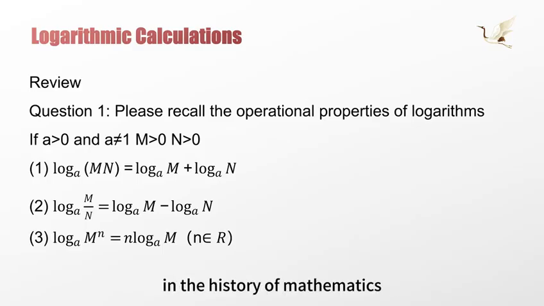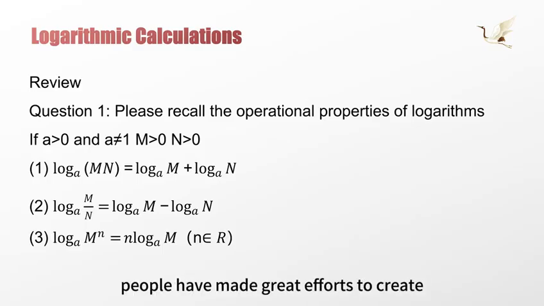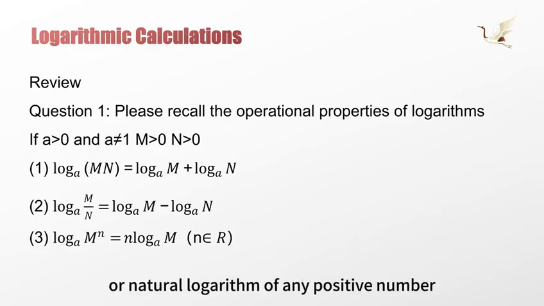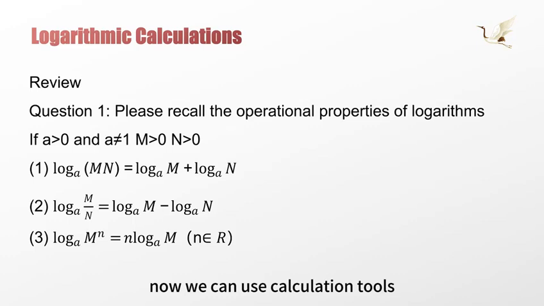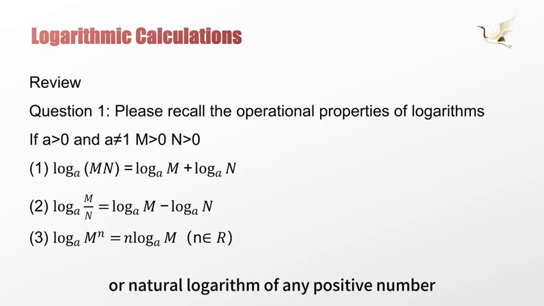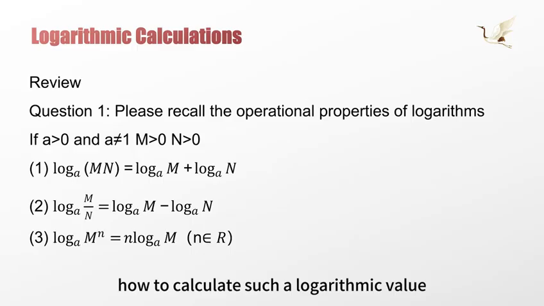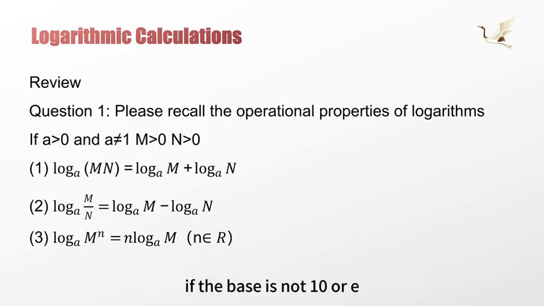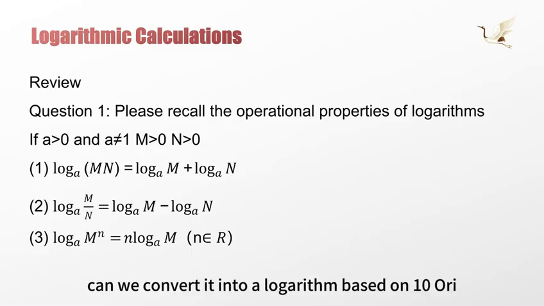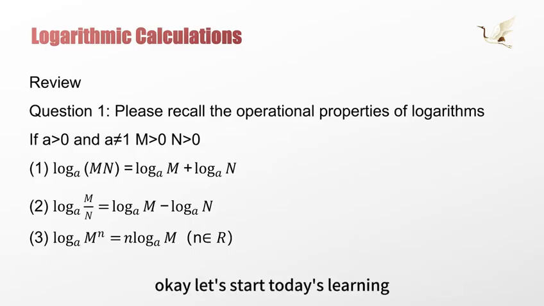In the history of mathematics, people have made great efforts to create common logarithm tables and natural logarithm tables. We can find the common logarithm or natural logarithm of any positive number by searching. Now, we can use calculation tools to find the common logarithm or natural logarithm of any positive number. How do we calculate such a logarithmic value if the base is not 10 or e? That is to say, can we convert it into a logarithm based on 10 or e? Okay, let's start today's learning.